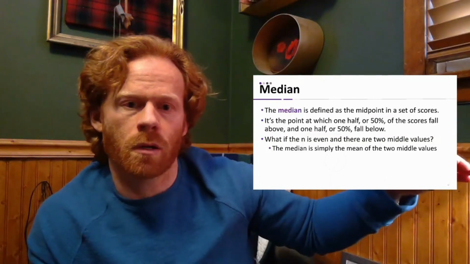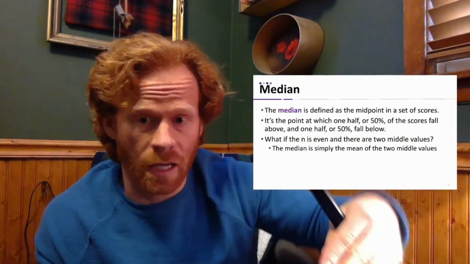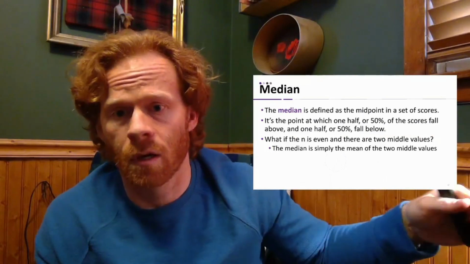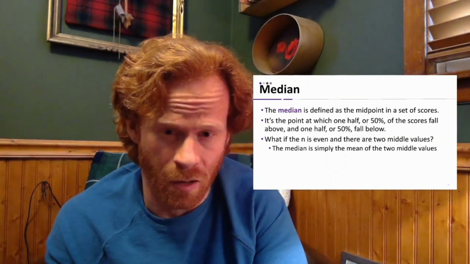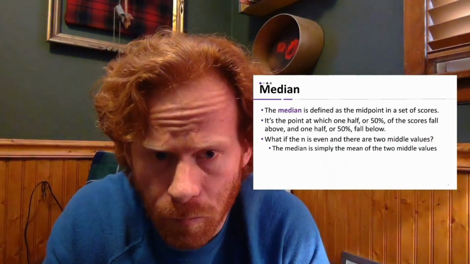Because then it doesn't matter if the highest age in this case is 60 or if the highest age is 24. It's still going to be the same value right in the middle. So that's something to do to kind of weed out outliers.